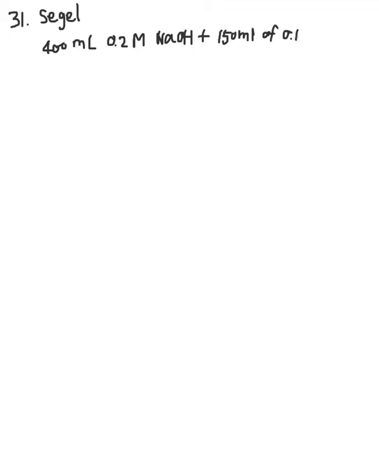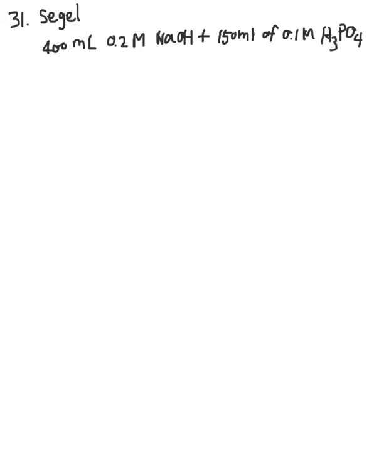Okay, let's talk about number 31 from Segel. So these questions ask you about the pH of a solution obtained from the mixture between 400 mL of 0.2 molar sodium hydroxide and 150 mL of 0.1 molar H3PO4.